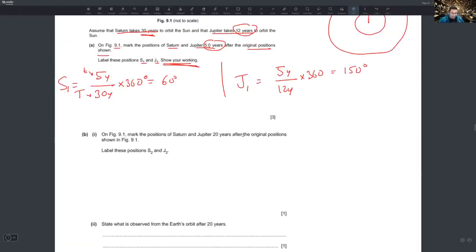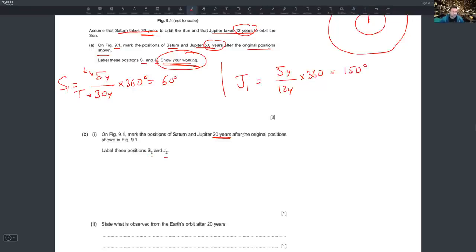Next, the same question again. Figure 9.1. Mark the positions of Saturn and Jupiter 20 years after the original position. Here he didn't say show your working, because you now understand what the working is. He's not going to give you marks for the working anymore. Here you have to show it. 1 of the 3 marks is for the working.